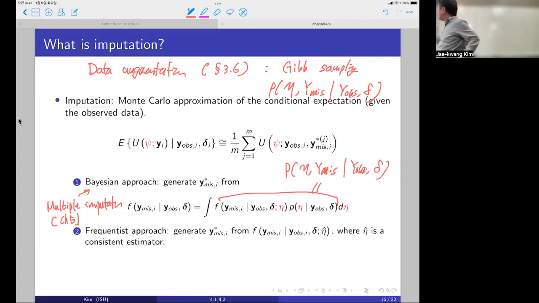So the actual tool for generating Y miss is based on our data augmentation. In the frequentist approach, we don't have that level of sophistication. We just use MLE.